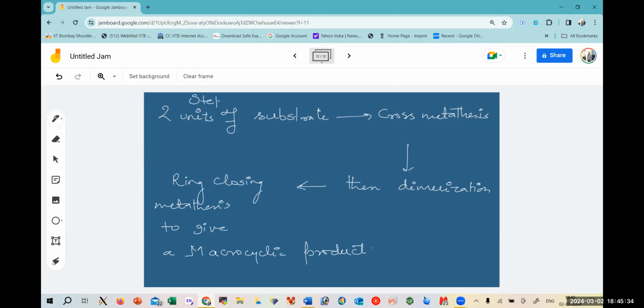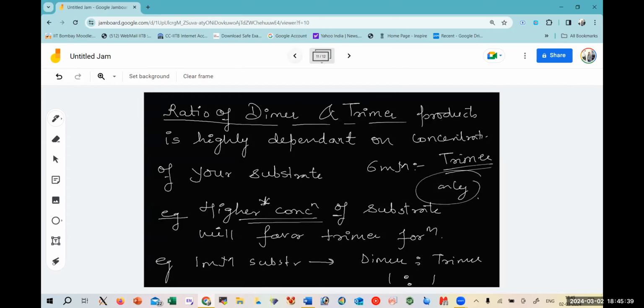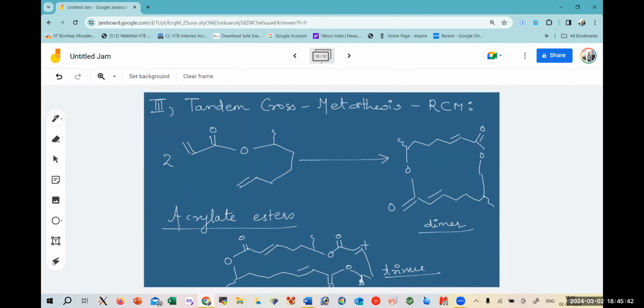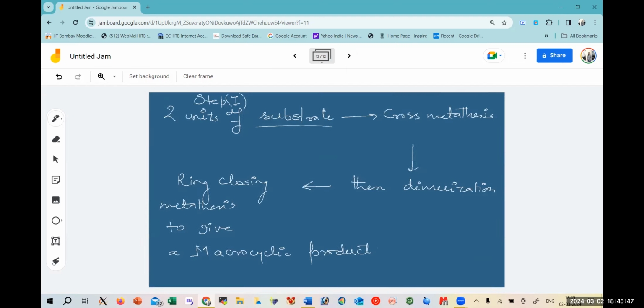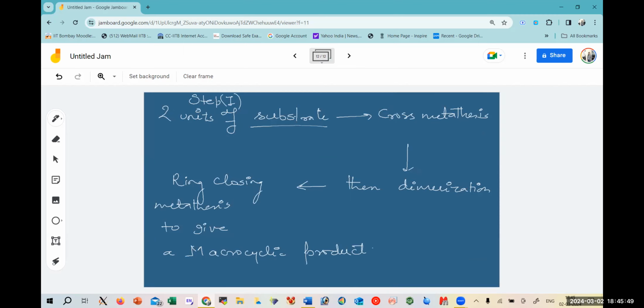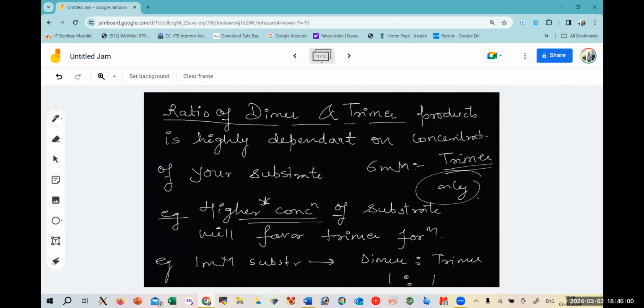So step 1 would be 2 units of the substrate, which we have seen over here. These two units would combine together, or 3 units comparatively. They would combine together to give you a cross metathesis product. And then the second step would be dimerization of that product. And third would be the ring closing to give you the final product as macrocyclic. And the final product has to be dimer or trimer, depending upon the concentration of the substrate. If it is less, even lesser than 1 millimolar, then dimer would be major and trimer would be minimal.